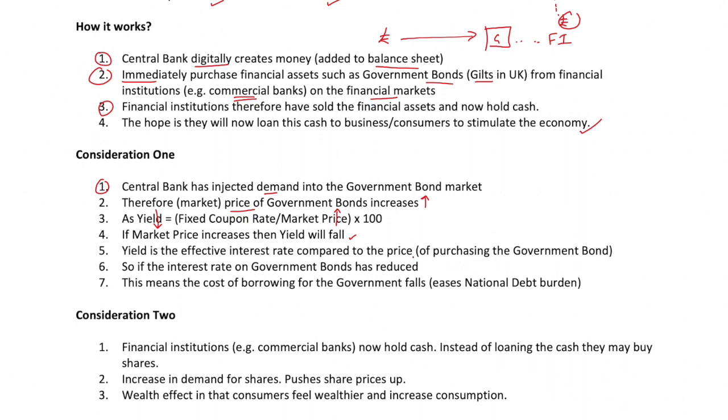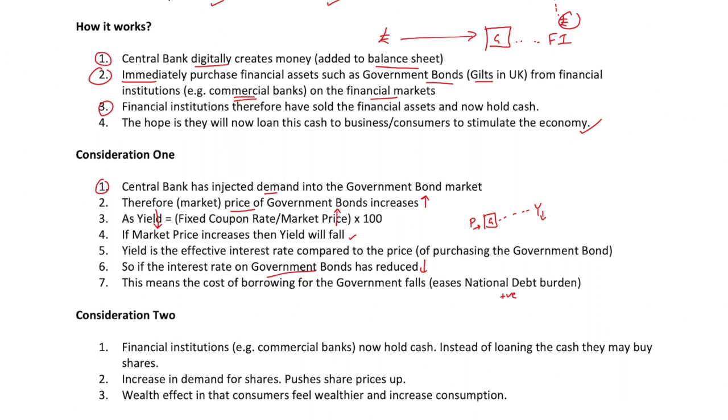All that yield is, is that when you look to buy one of these gilts as an investor, you're looking for a return, the yield. And so the yield has clearly fallen if you've had to pay more for this gilt in terms of the price. So if the interest rate on government bonds has reduced, that has knock-on effects, because that's effectively the cost of borrowing for the government. So a good potential advantage here is that it could ease the national debt burden, because it's cheaper to finance and run that government debt. The cost of borrowing has fallen. So that's the first consideration.